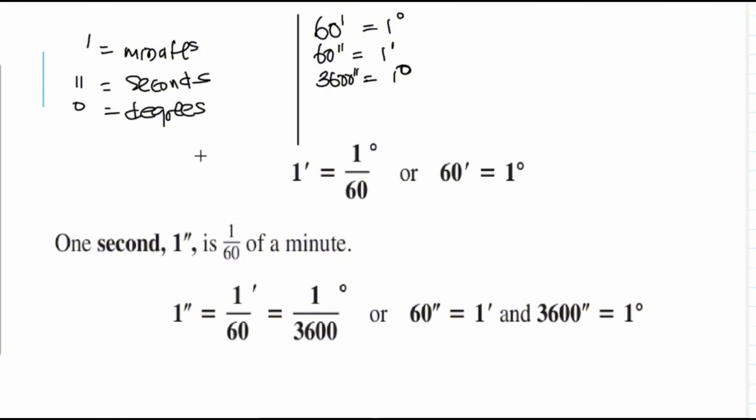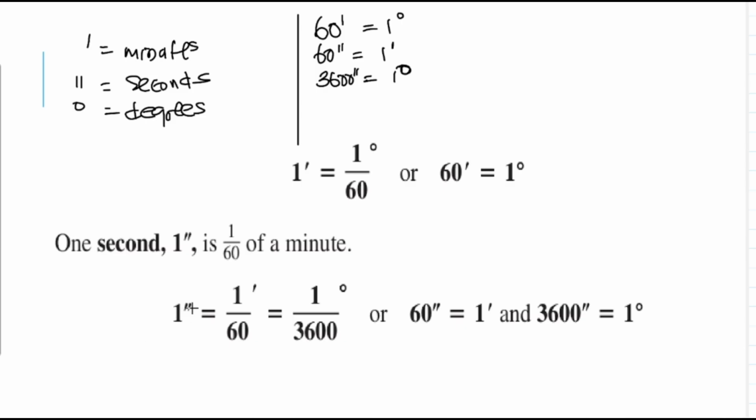So degree is the highest one among them, followed by minute, and the smallest one is seconds. So 60 minutes equals 1 degree, and 3,600 seconds, which is 60 times 60 seconds, equals 1 degree. So this is the conversion.